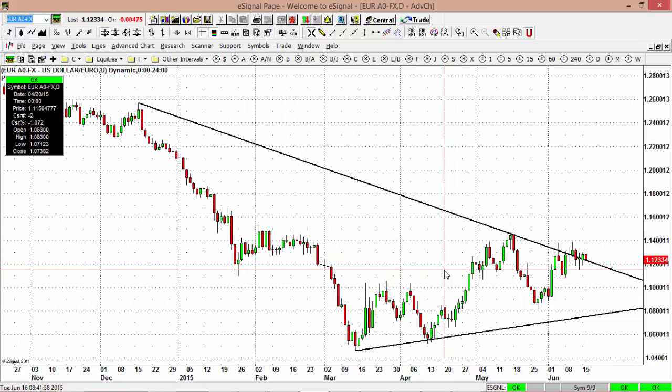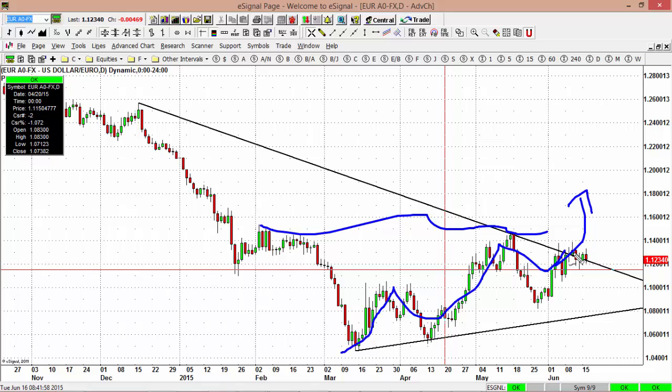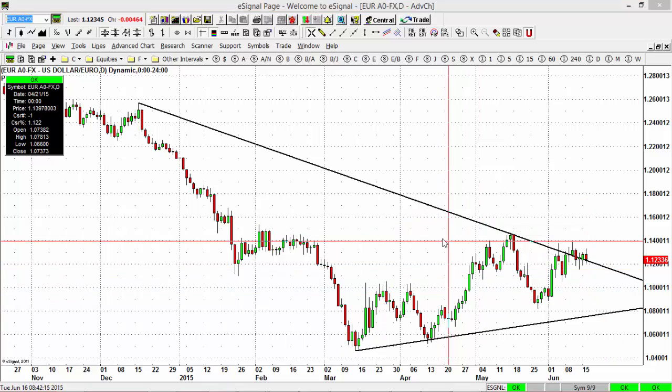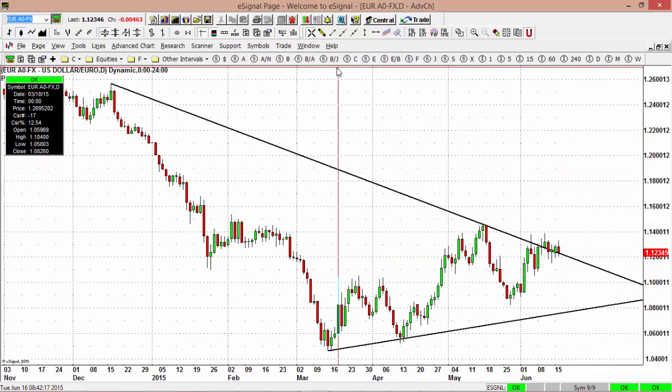What can happen is that it could break out of this triangle and take out this 115 area and continue to rally, or this small correction from the March bottom could fail and we could continue and break to the downside on the euro. So this market can definitely go either way.